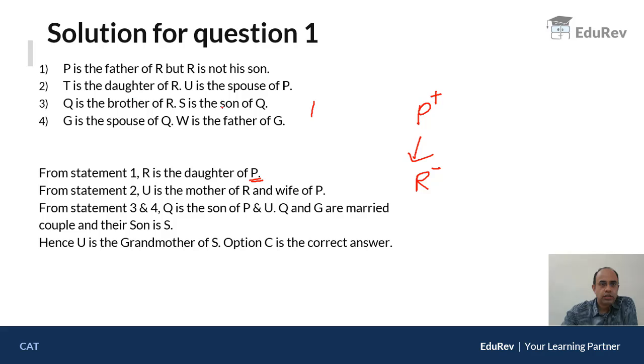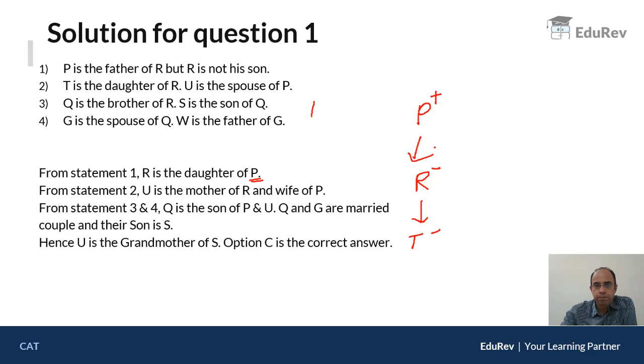Fine. Now T is the daughter of R. T is the daughter, that is one more generation. So T is the daughter, and since she is the daughter, she has to be negative. T is the daughter of R.